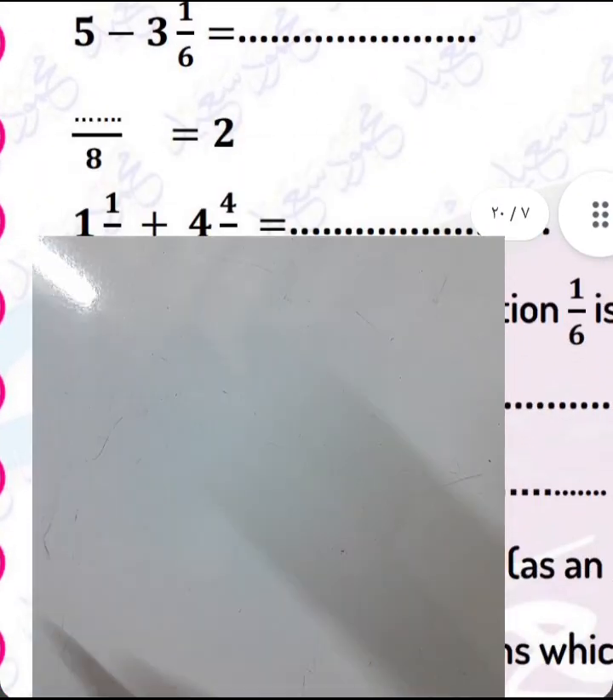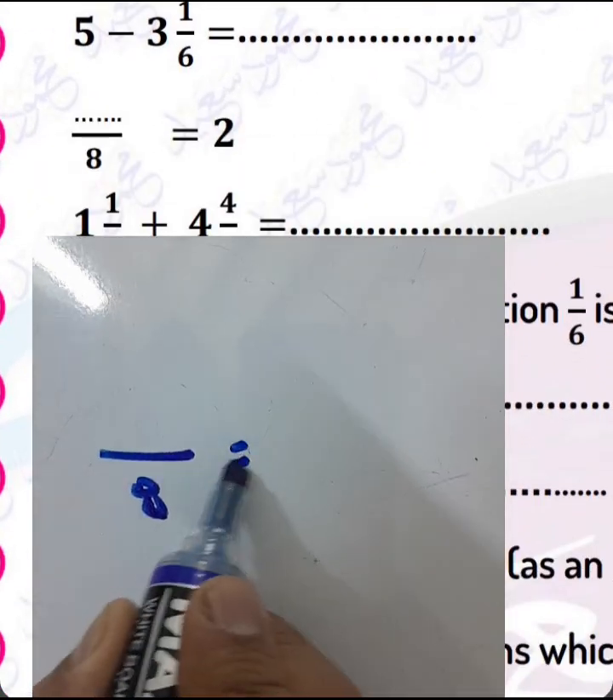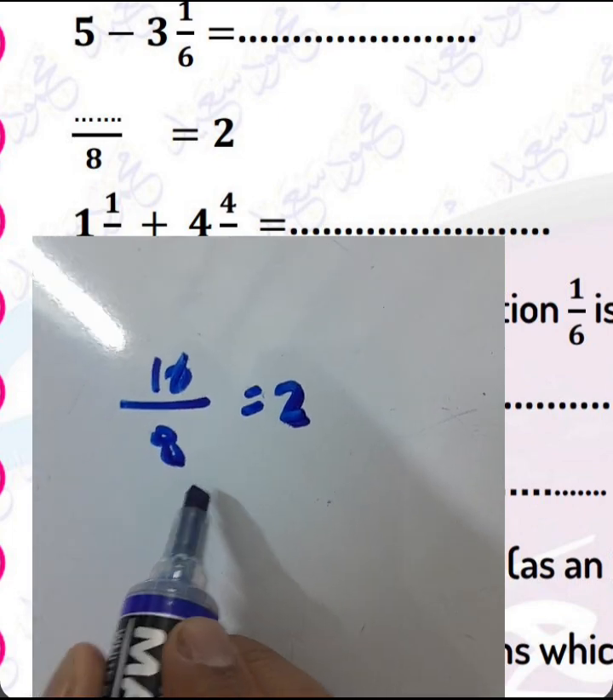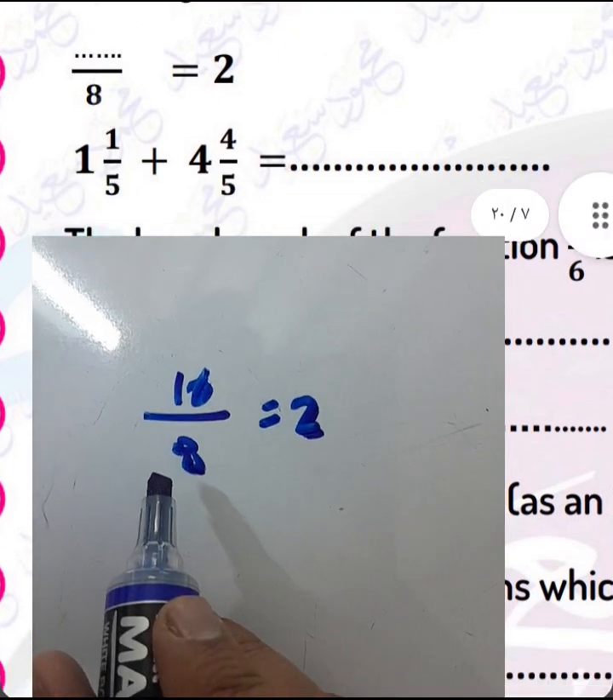Next question. Space over 8 equal to, we can write 16 because 16 divided by 2 equals 8. Write 16 in the space. Next example.